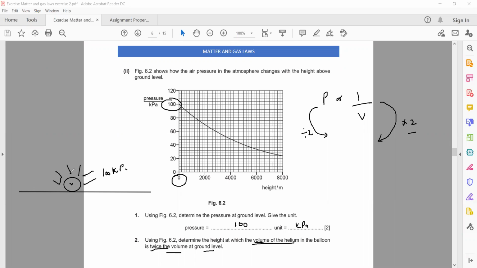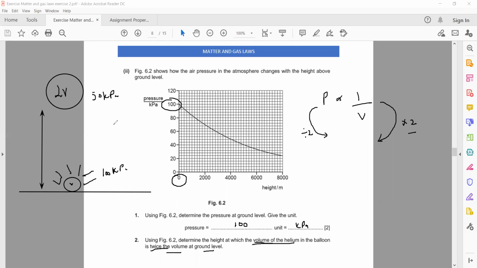The question is, we have to find a height when the volume of the balloon is twice as compared to when it was released from the ground. Like it became double. It became 2V. So if volume becomes twice, the pressure should be half. So what will be the pressure? The pressure will be 50 kilopascal.